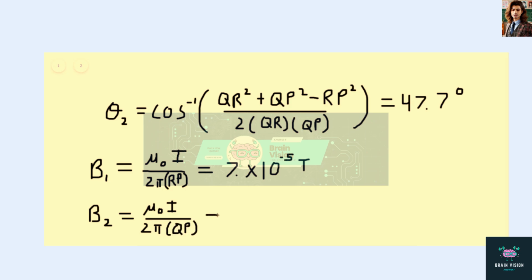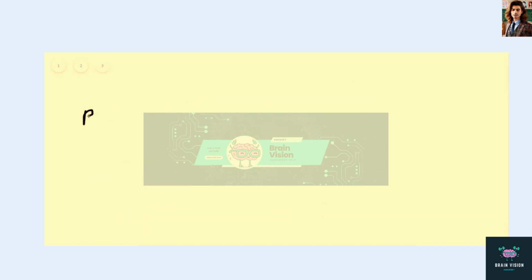So plugging those values in, we get a magnitude of the magnetic field from point 2, where the second wire is, of 11.7 times 10 to the minus 5 Tesla. To get the magnitude and direction of the total magnetic field, which is a vector, we need to add vector B1 to vector B2. This is why we found the angles, because we're going to use those in these vectors.